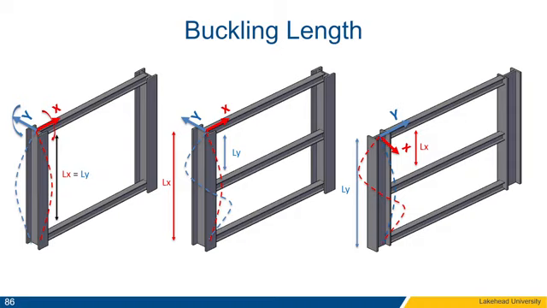I know that I already talked about it in a previous lecture, but I will just refresh your mind. So we will go with the first case where our compression member is like that. There is no lateral constraint anywhere along the length of the column. So obviously the buckling length will be just the entire length of the column.